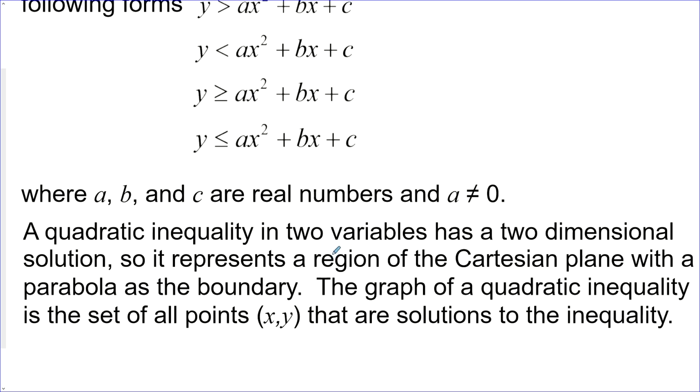A quadratic inequality has two dimensions, x and y, and so we can represent the solution region on the Cartesian plane. And then we can shade in an area and show that all the points in the shaded region are coordinates that will satisfy this inequality.